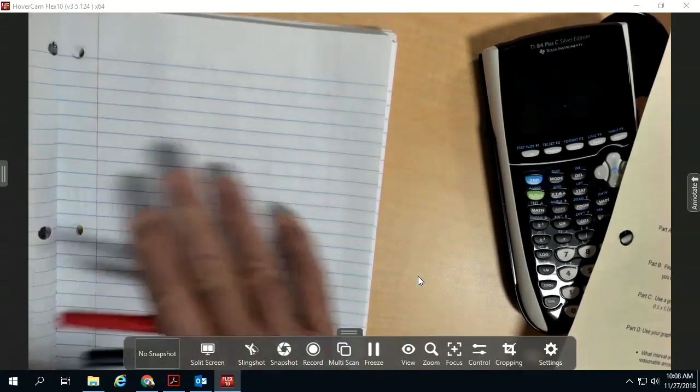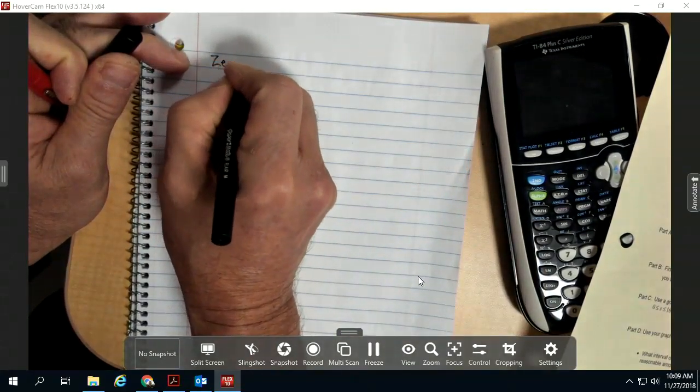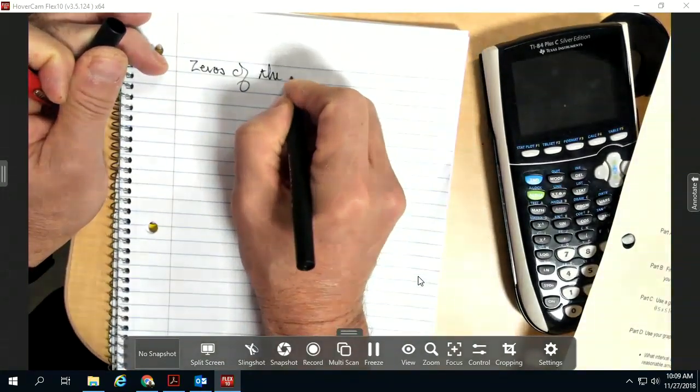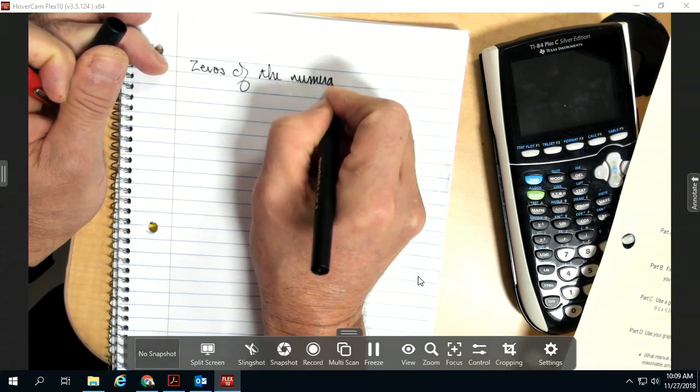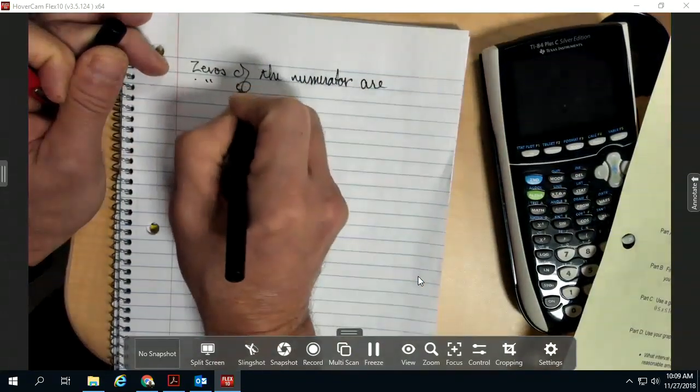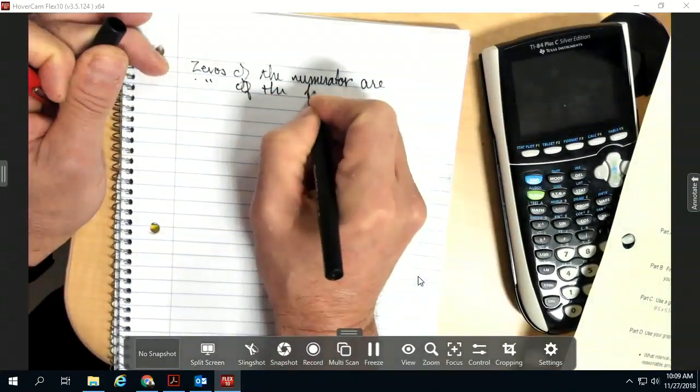B, find all the values of s for which h of s is 0. New concept. Why does this thing not turn pages? There we go. New concept. Zeros of the numerator are zeros of the function.